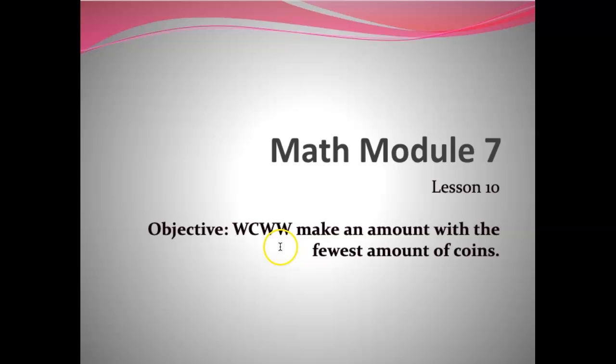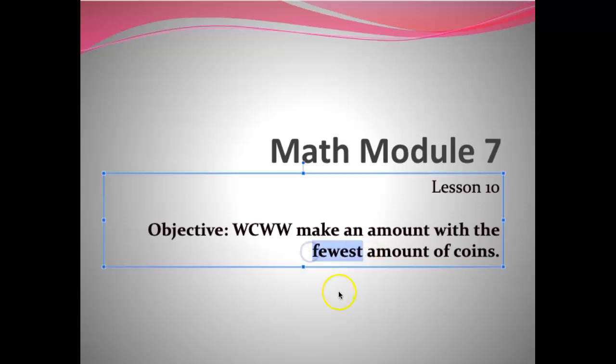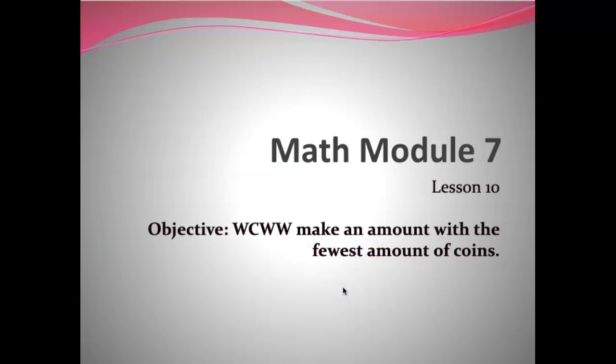Today we are working on lesson 10. Our objective is we can and we will make an amount with the fewest amount of coins. This word fewest means least. So we're going to be making an amount with the smallest amount of coins possible.